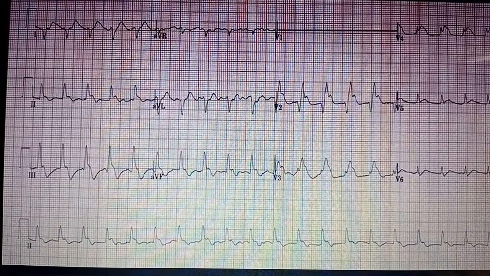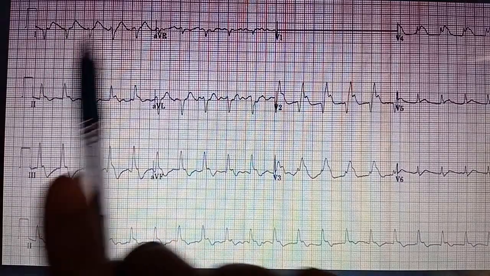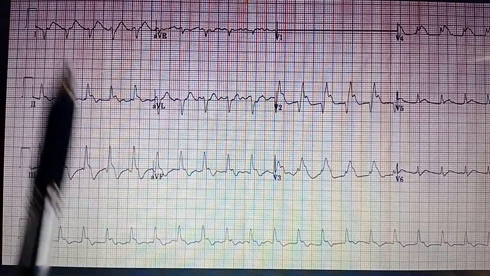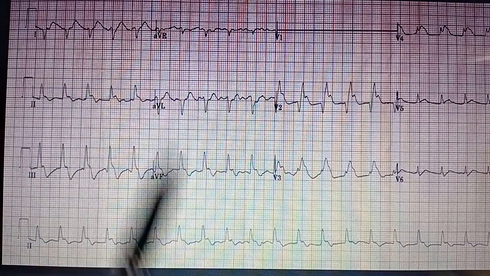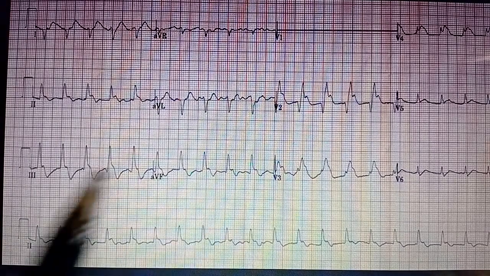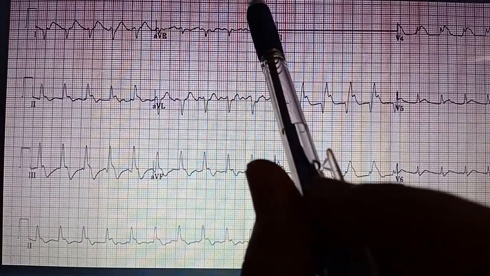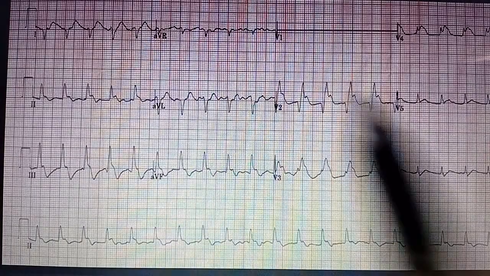In the first part of the ECG series, I have discussed axis deviation. So how can you see the axis deviation? For seeing axis deviation, you have to see lead 1 and lead AVF. If both of them are pointing upwards, that would be the normal axis. But in this case, as you can see, this is the right bundle branch block.